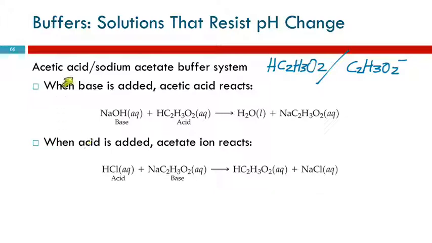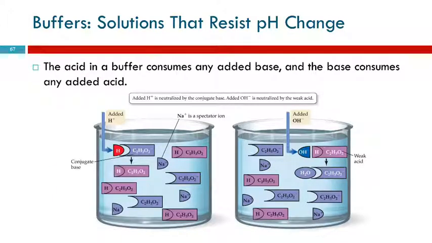So in this buffer system, if you add base, the acid will neutralize it. If you add acid to this, the acetate is the conjugate base and will neutralize the acid. And so it can maintain the pH pretty close. It resists changes. Now you can overwhelm the buffer, but a good buffer system can help keep the pH stable. Here's pictures.